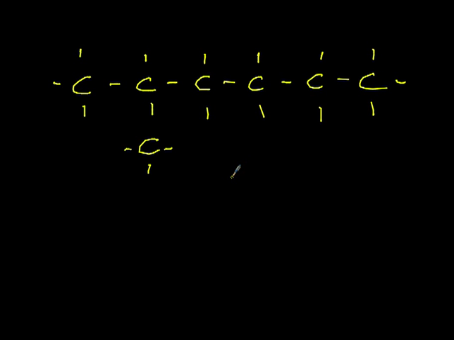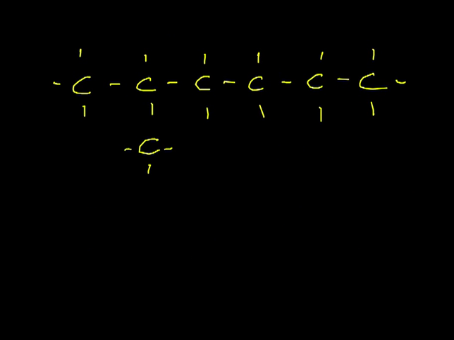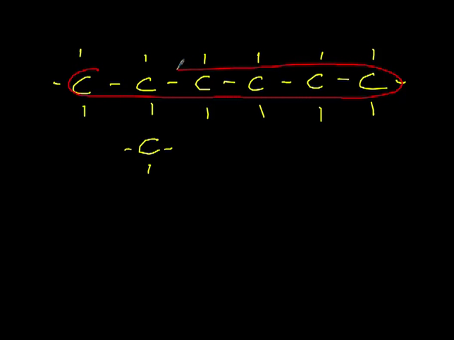And so here's an example. Let's try this one. What would we call this thing? Going back, remember our rules: the longest chain determines the root name. So find the longest chain. Well, in this case, I drew it easy for you. I drew it straight. So there's our long chain right there. It's not always going to be straight, though. It doesn't have to be straight.